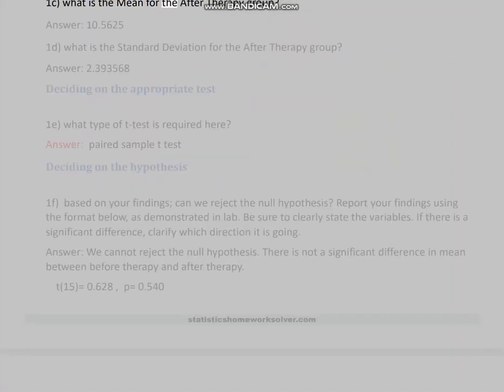1c. What is the mean for the after therapy group? Answer: 10.5625. 1d. What is the standard deviation for the after therapy group? Answer: 2.393568. Deciding on the appropriate test.